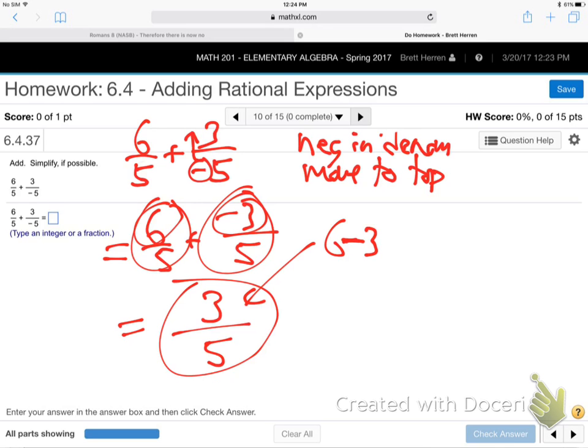Yeah, move the negative to the top, and then you've got identical denominators. So then that's just the bottom. Once the bottoms match, that's the common denominator. So 6 minus 3 is the 3 at the top, and we're done. Is that good? Makes sense.